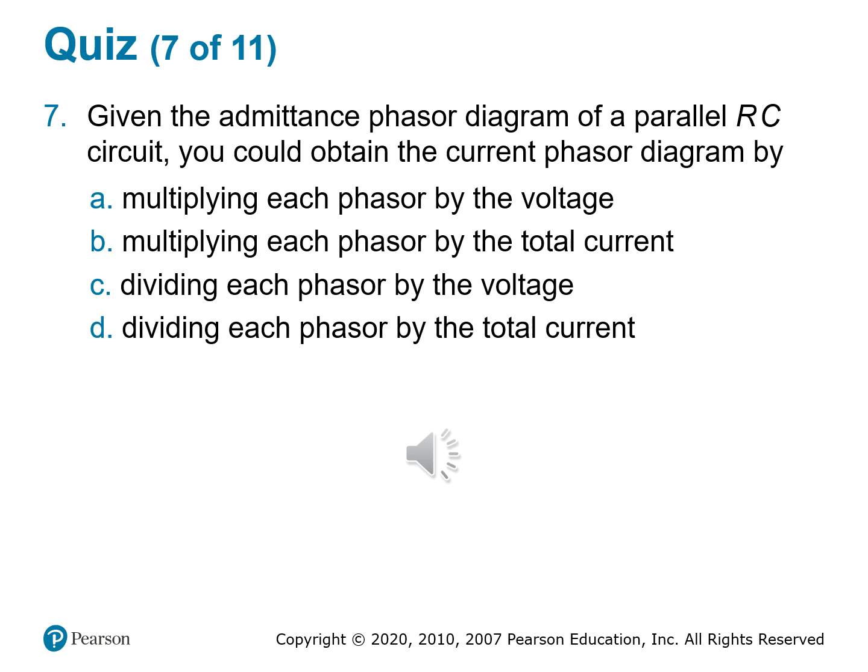Number 7, quiz question. Given the admittance phasor diagram of a parallel RC circuit, you could obtain the current phasor diagram by doing which of the following? A, multiply each phasor by the voltage. B, multiplying each phasor by the total current. C, dividing each phasor by the voltage. Or D, dividing each phasor by the total current. Go ahead and pause the video. Okay, thank you for coming back. The correct answer here is A, multiplying each phasor by the voltage.